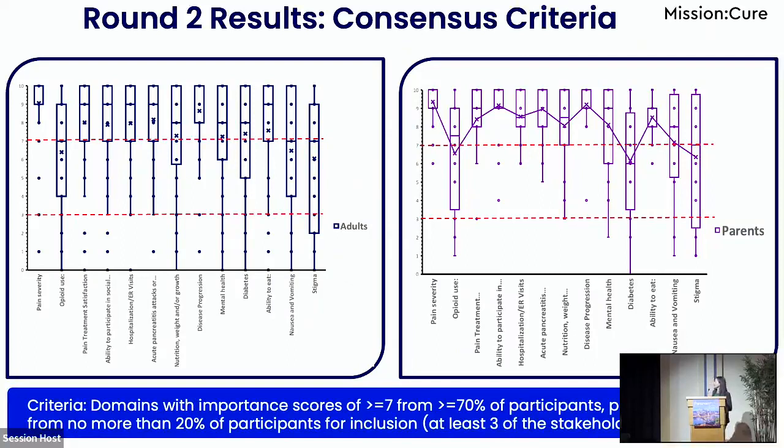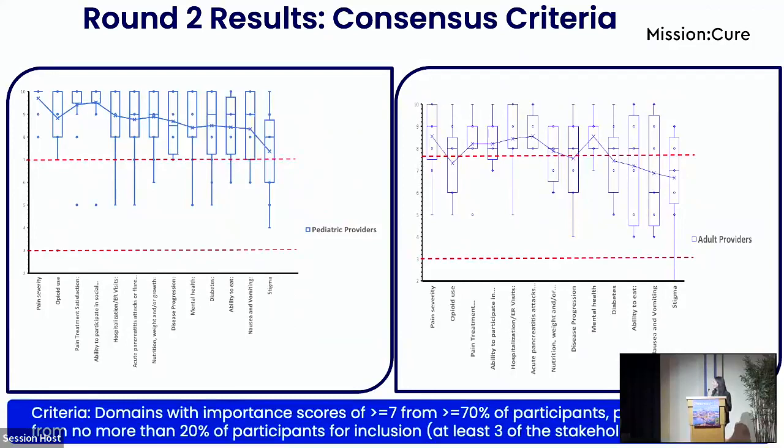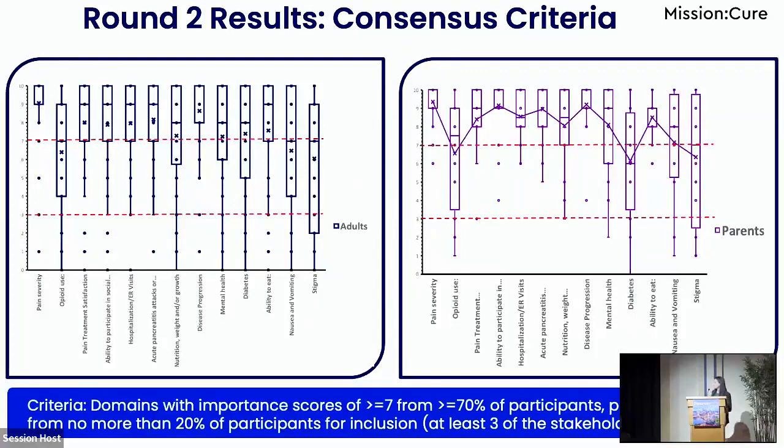We also set a consensus criteria so that domains with importance scores of greater than 7 by at least 70% of the participants, and scores of 1 to 2 from no more than 20% of the participants were the domains that were included. And the criteria had to be met by at least 3 of the stakeholder groups. And here are box plots showing the distribution of the different domains by the different groups. And the one thing I want to point out is that for the providers, the distribution is a little bit tighter than what it was for the patients.